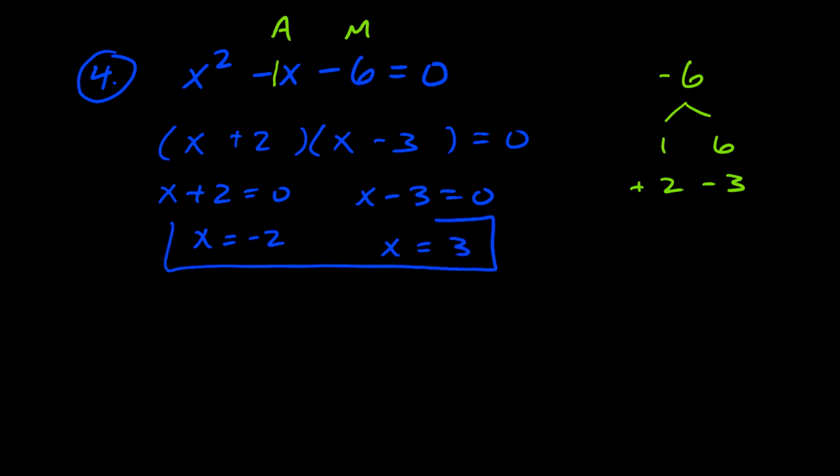Both will satisfy. And again, some people wonder, hey, is it okay if I wrote x minus 3 times x plus 2 equals 0? The answer is yes. The order doesn't matter when you multiply. What matters is that we're keeping the negative sign with the 3 or the subtraction sign and the positive sign with 2. So that will also work.